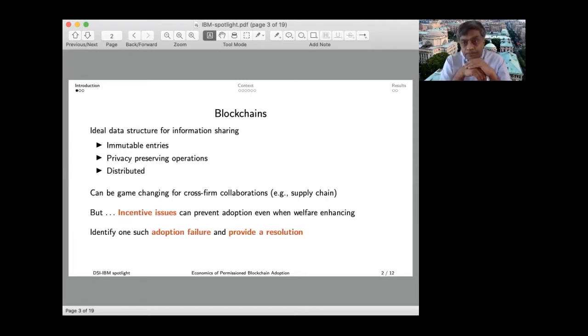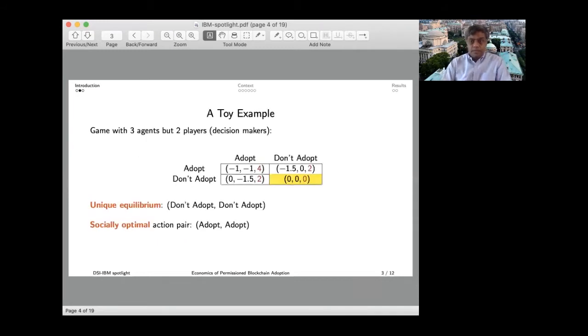So the project, we sort of started off by trying to identify the minimal system where we would see a situation where a blockchain enhances welfare, and yet the players will not adopt it because there are multiple players with different incentives. So here's the structure. Let me motivate the problem that we are after with a simple toy example.